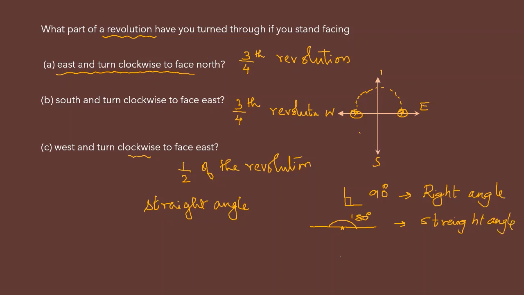Now, if it starts from this point, moves all the way around and reaches back there, then I told you the whole angle is 360 degree. We call this a complete angle. It completes one revolution, so we call it a complete angle. Understood? So if you start from west, move all the way around and reach west back, then you complete one whole revolution, that is 360 degree or a complete angle. Clear?